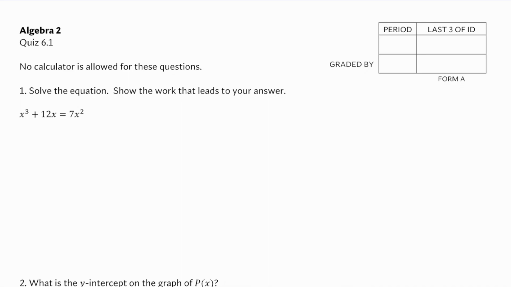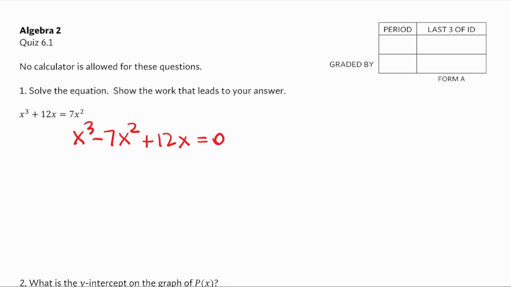Really our only hope for these ones that are higher than degree 2 is to set them equal to 0 and factor. Because we're not going to be using the cubic formula, we're not going to be using the quartic formula, none of that stuff. We're just going to be using factoring. And so we'll start by subtracting 7x squared from both sides. So x to the 3 minus 7x to the 2 plus 12x equals 0.